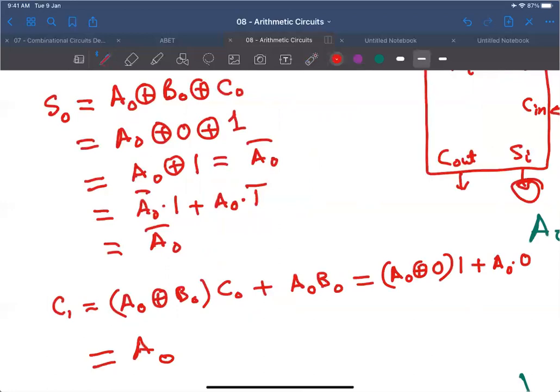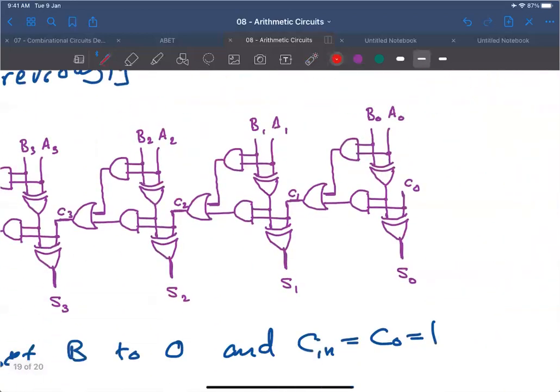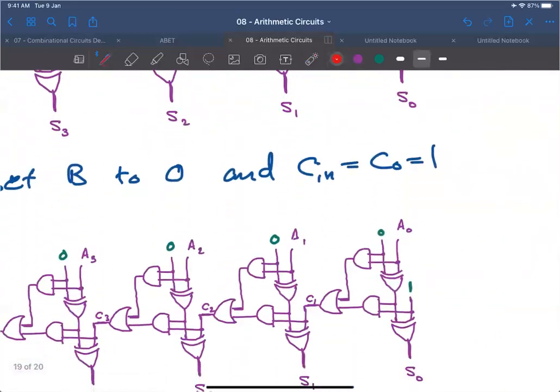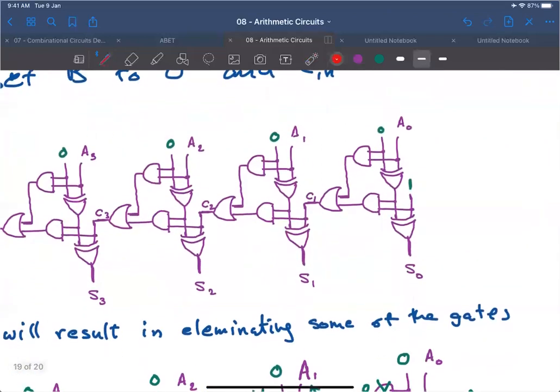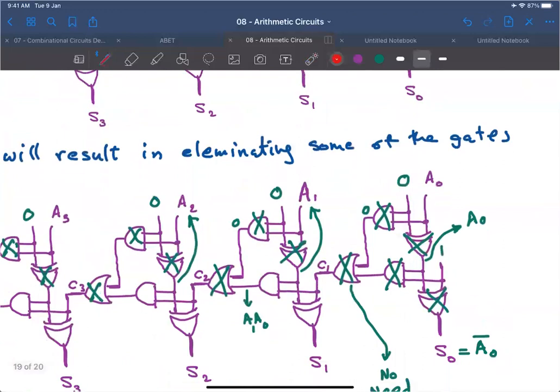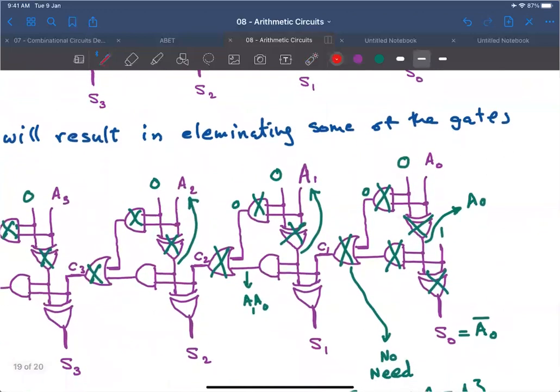A0. Haven't we seen that C1 is A0 from here? A1 is indeed A0. So this is A0, ANDed with 1, and we have a 0 here. So we have A0 ORed with 0. So this is C1. C1 is A0, okay?